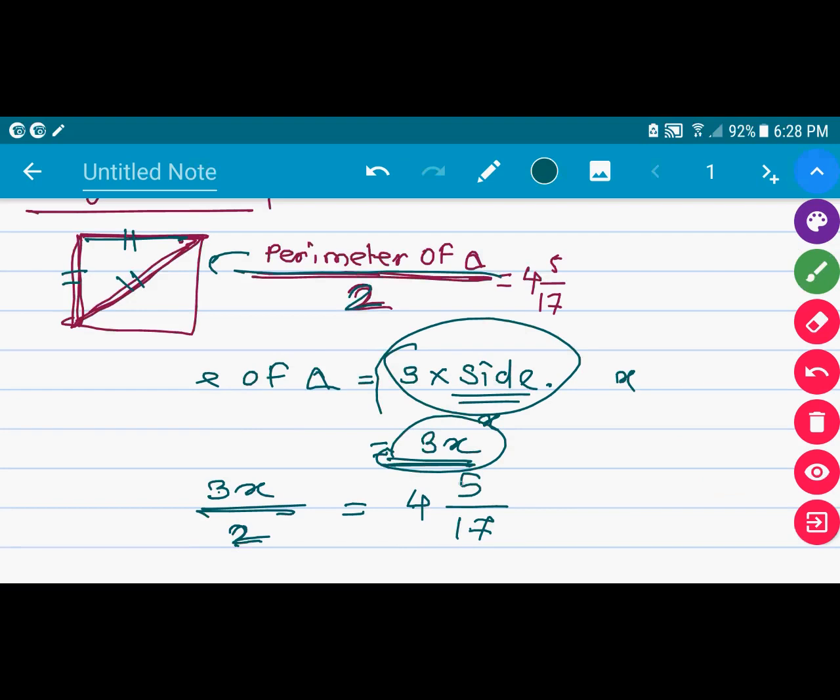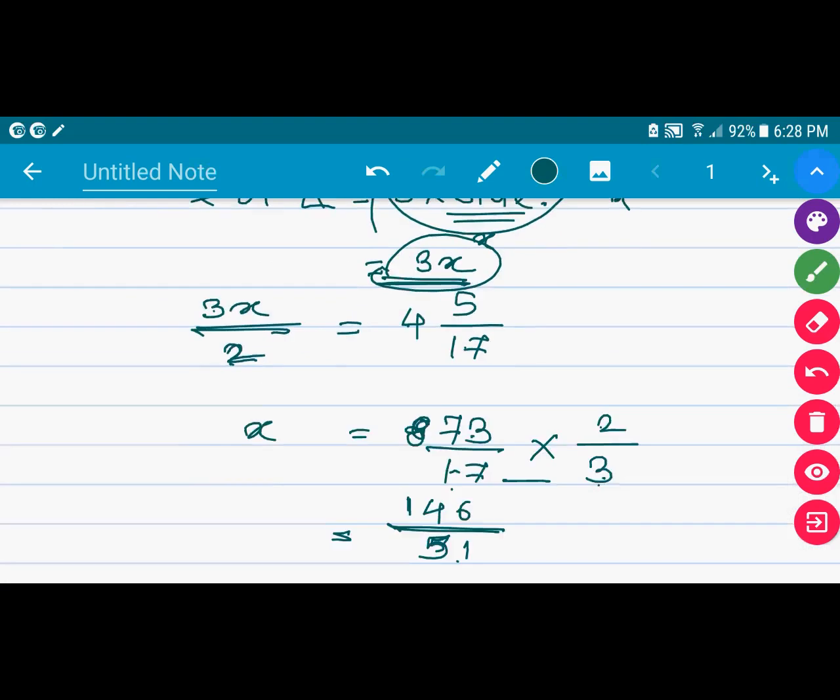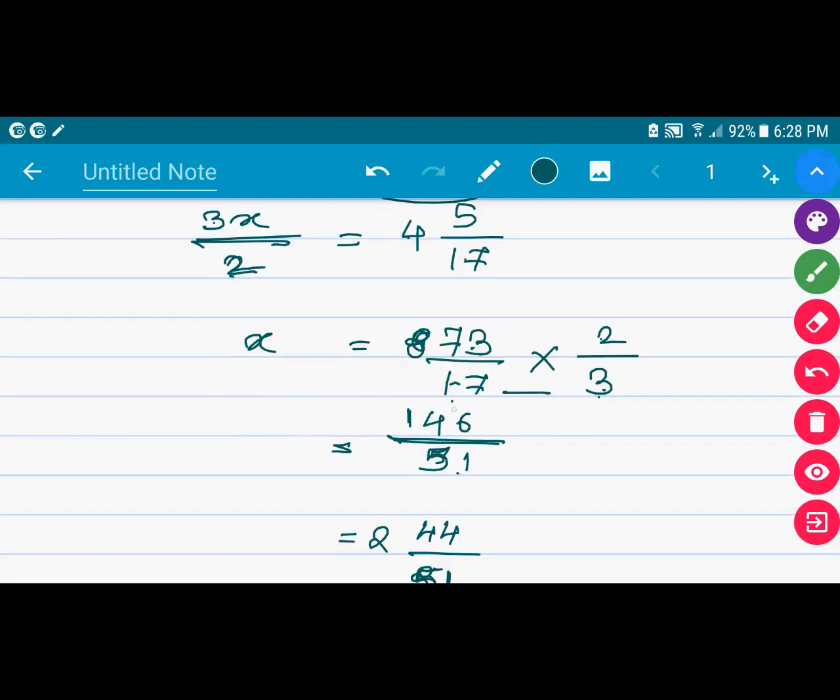So 3x upon 2 is equal to 4 into 5 by 17. Now simplify it. We want the variable to be separate. So x is equal to 73 upon 17 multiplied by 2 upon 3. When this 3 by 2 comes to this side of the equal sign, the denominator becomes the numerator, and the numerator becomes the denominator. So just multiply 73 with the 2 and 17 with the 3, you got your answer.